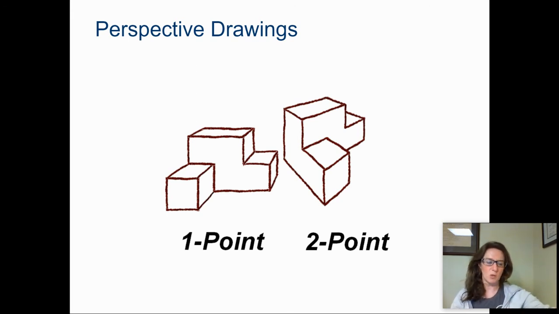So remember, we're doing pictorial drawings. There was isometric, and we talked about isometric. The second type of pictorial drawing is a perspective drawing. Okay, so perspective drawings are also a type of pictorial drawing.